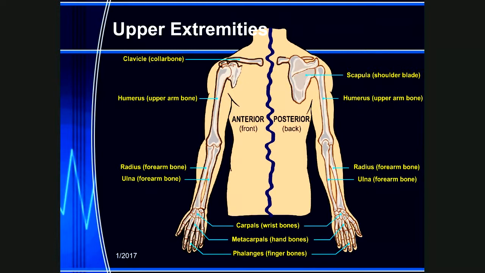The wrists consist of carpal bones, and the bones of the hand are the metacarpals, and the fingers are the phalanges.